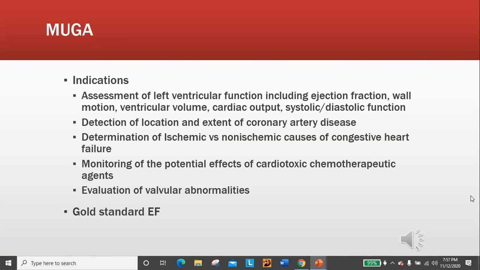The indications for a MUGA scan include the assessment of ventricular function, including ejection fraction, wall motion, ventricular volume, cardiac output, and systolic or diastolic function. It also is indicated for detection of location and extent of coronary artery disease, determination of ischemic versus non-ischemic causes of congestive heart failure, monitoring of potential effects of cardiotoxic chemotherapy agents, and evaluation of valvular abnormalities. It is also the gold standard of ejection fraction.